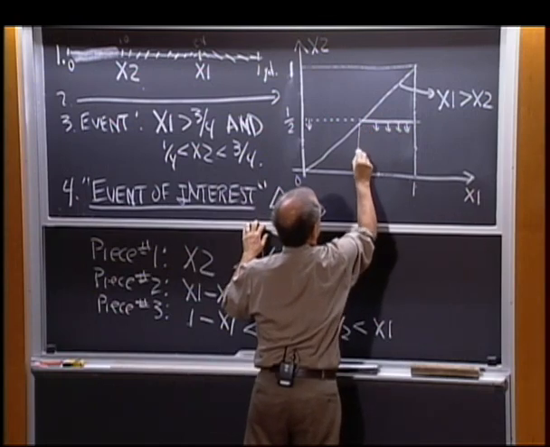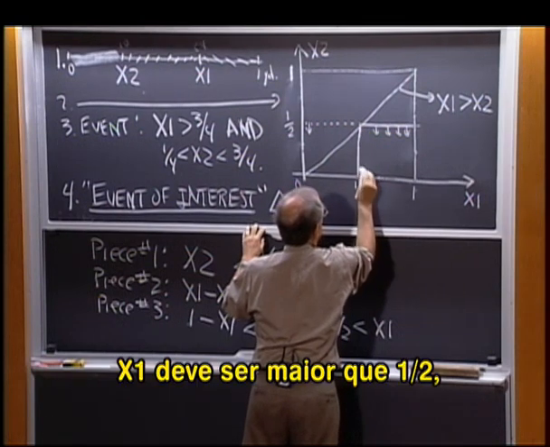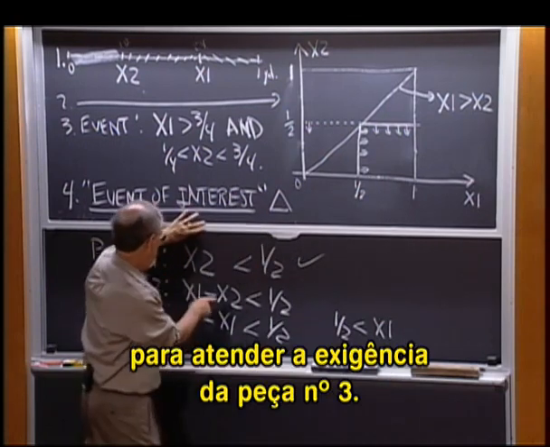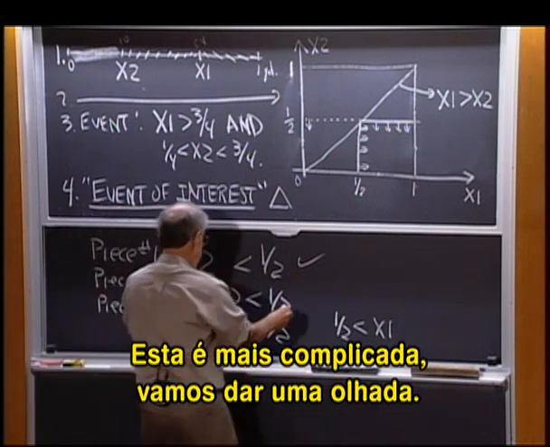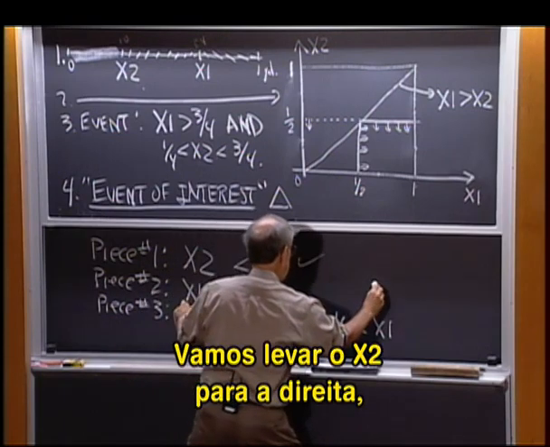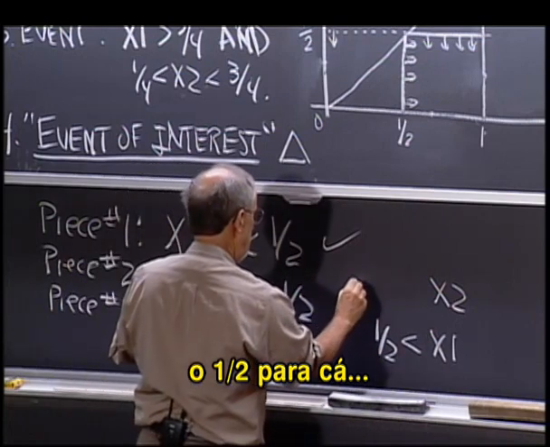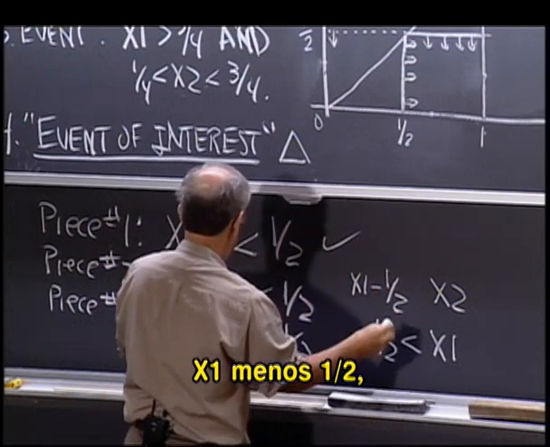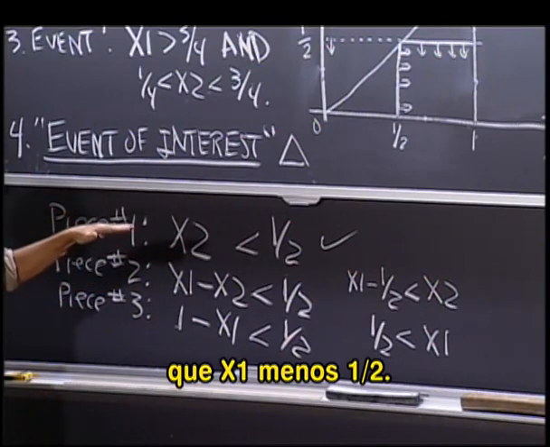Okay, so here's a half right there. And x1 must be greater than a half, so we must be to the right of this line for the constraint on piece number 3 to be valid. Now we have this complicated one right here, so let's look at this. Let's bring the x2 to the right-hand side, bring the half over here, x1 minus a half, and we need x2 greater than x1 minus a half.